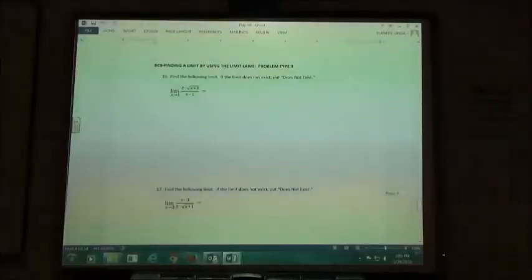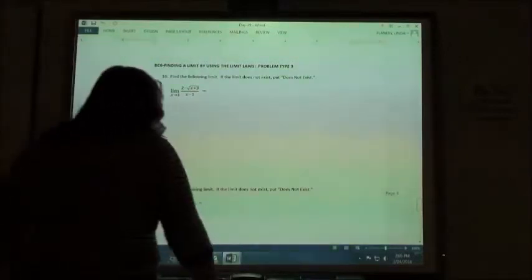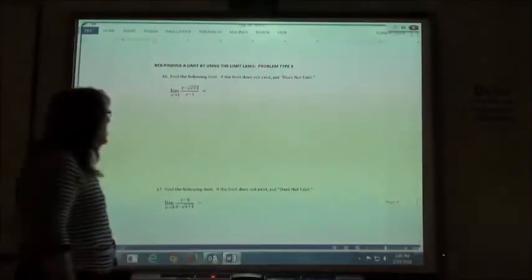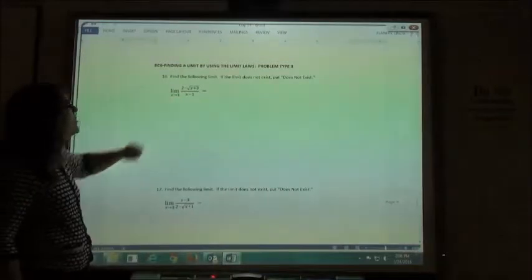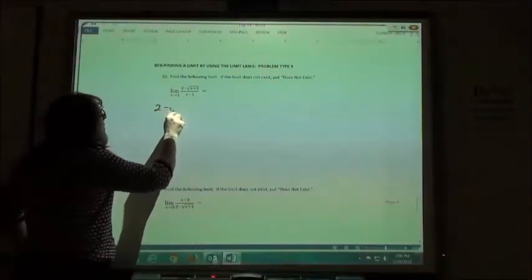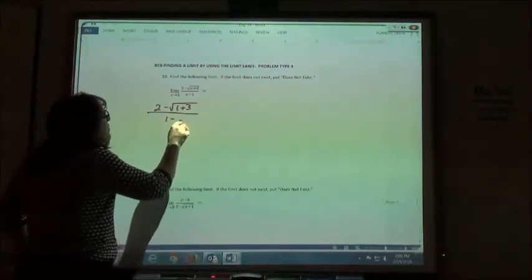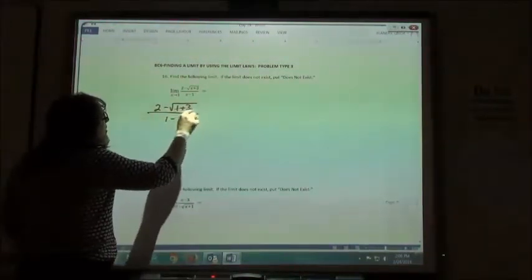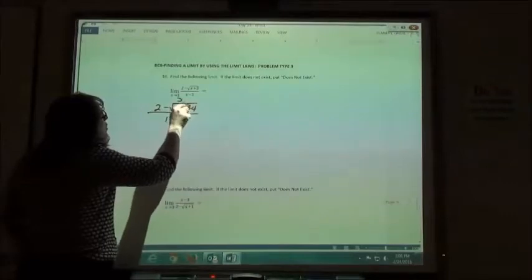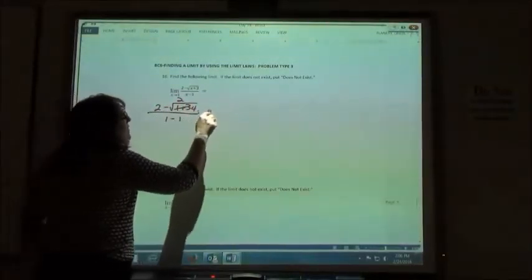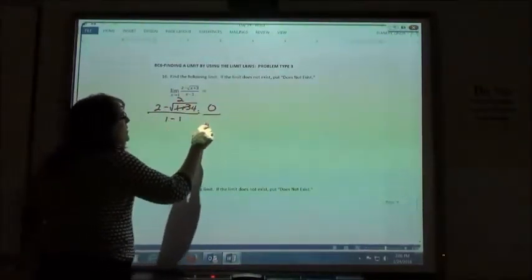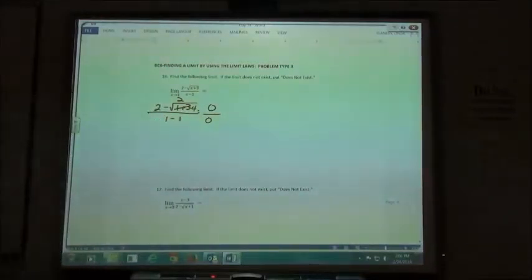16, 17, and 18, again, we're finding the limit by using limit laws. Again, on this one, if I try to evaluate this one directly, I would have 2 minus the square root of 1 plus 3, and then I have 1 minus 1 on the bottom. Well, 1 plus 3 is 4. The square root of 4 is 2. 2 minus 2 is 0. 1 minus 1 is 0. So again, these ones are going to be cases where you have 0 over 0.